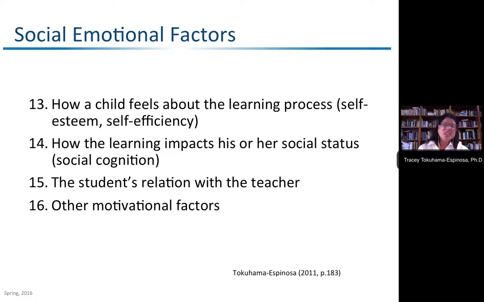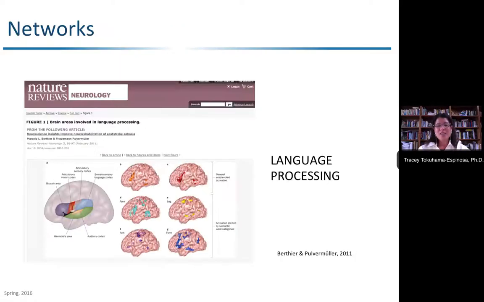If they are told, oh, you're such a nerd, they might not want to learn a skill set because it excludes them from a social group, right? The relationship between the teacher and the learner is highly important, as are other motivational factors. So we know that all of those things, again, are distinct neural pathways in the brain. So language processing as a whole is very, very complex.